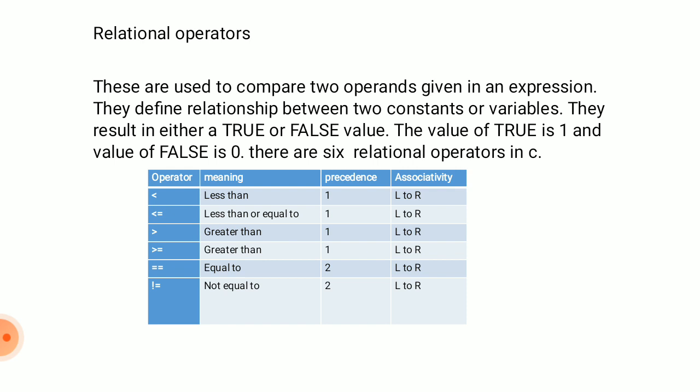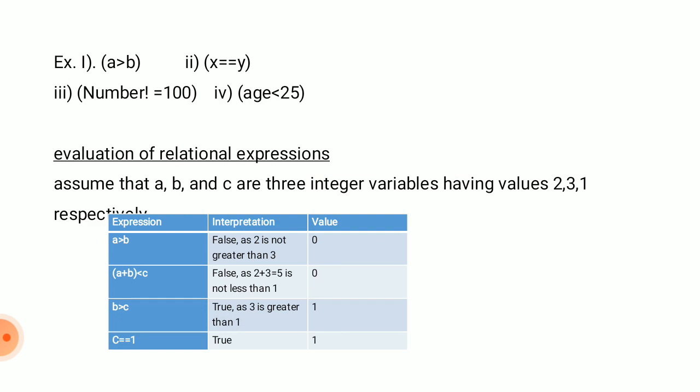So these are the operators. For less than, less than or equal to, greater than and greater than or equal to, the precedence is 1, meaning the priority is 1, and for equal to and not equal to, the precedence or priority is 2. Always these operators are evaluated from left to right. Here are some examples of relational operators: A is greater than B, X is equal to Y, number is not equal to 100, age is less than 25.